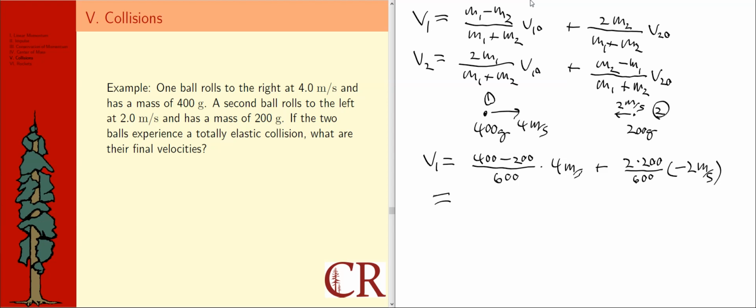Anyway, so we have 400 minus 200, 200 over 600. I think that's a 1/3. Again, 1/3 times 4 meters per second. And maybe this time I'll take this minus sign out front. In other words, 2 times 200 is 400 over 600 is 2/3, because we all love fractions, right? Since I already pulled that minus sign out, I'm just going to put 2 meters per second here.